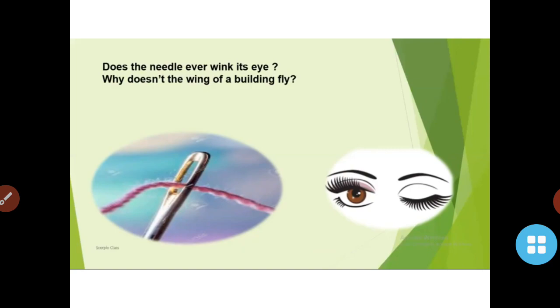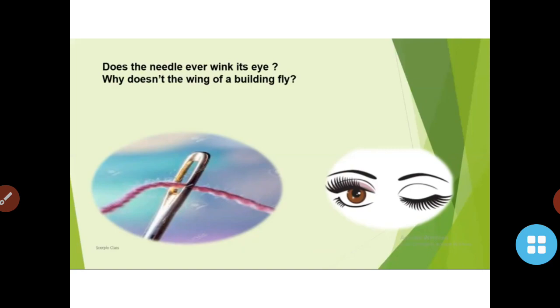And in the second line it is given, why doesn't the wings of the building fly? If each and every building has its own wings, so we can imagine that in each morning we wake up and we see the buildings flying in the sky. So it is impossible that each and every building is flying. We can look out of the window of our building and we can see building A wing is flying and B wing is flying. That is impossible.